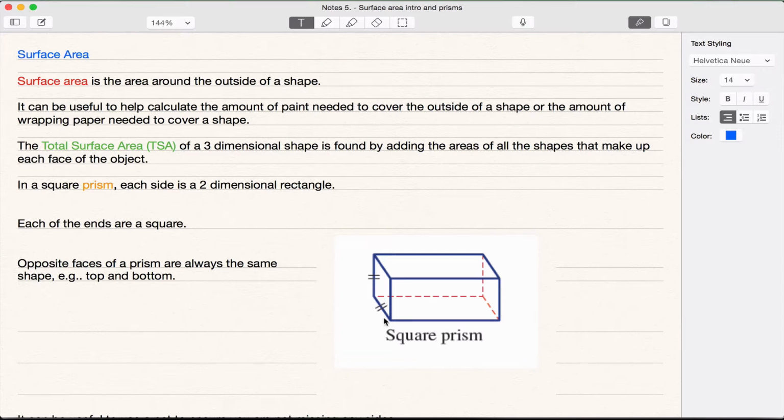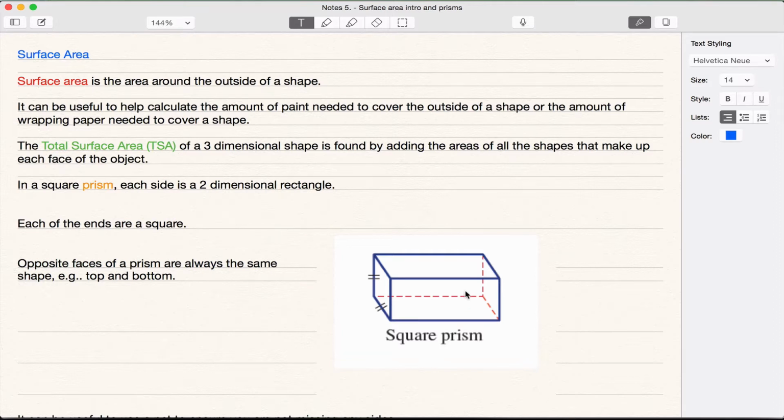Where we use this in real life, it can be used to help calculate the amount of paint if we were to cover this shape in paint, so how much paint we would need, or the amount of wrapping paper if we were to wrap up this shape in total. One of the terms we're going to use is total surface area, which we'll refer to as TSA, and it's found by adding up the areas of all the shapes that make up each face of the object.